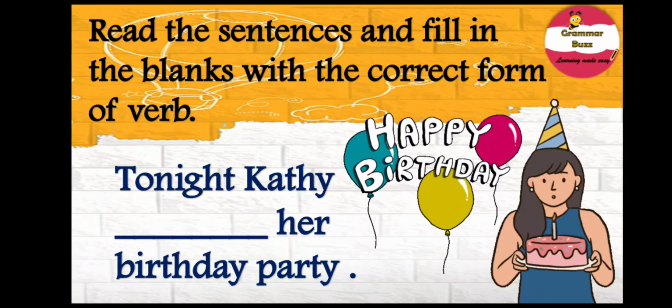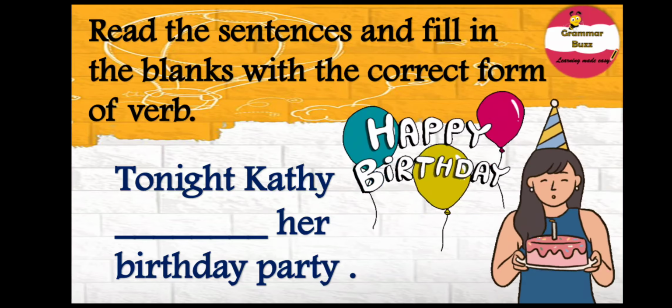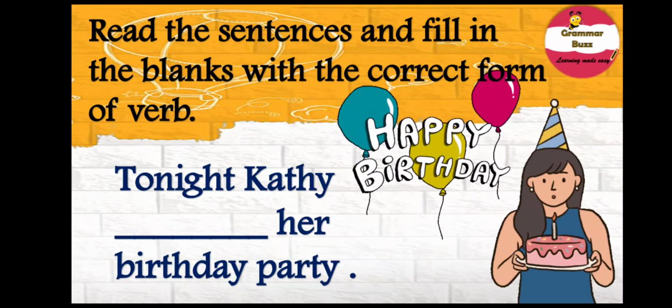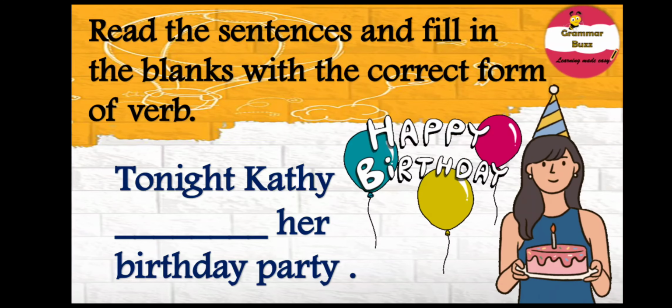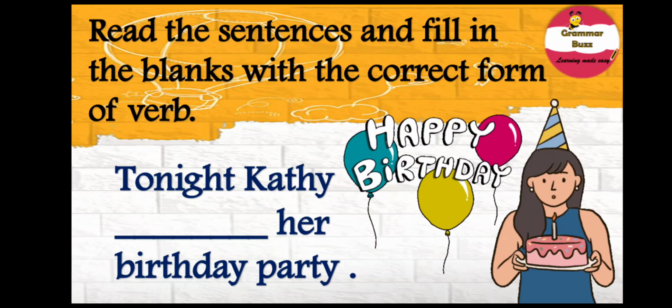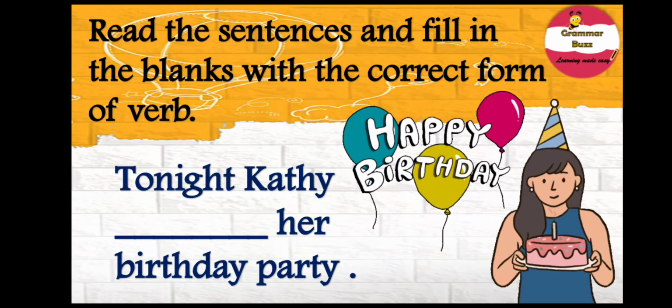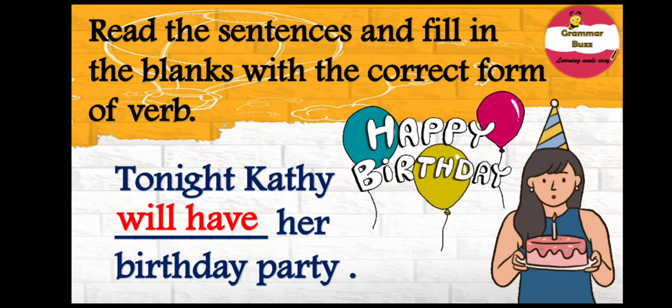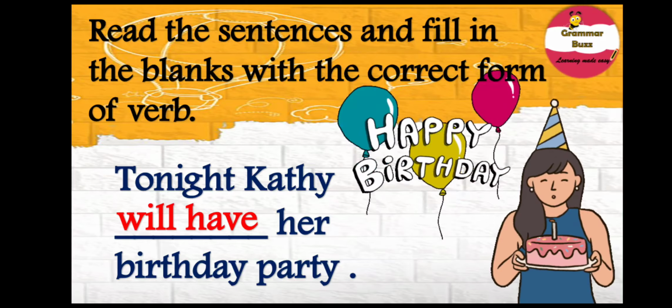It says, tonight Kathy, her birthday party. Which is the correct have verb that you would use in this sentence? Can you help me out? I'm a bit confused. I think you can because you are a smart one. Good job, and you have selected the correct have verb. And you are right, it is will have. Good job.